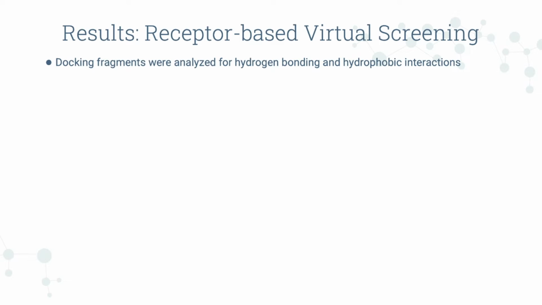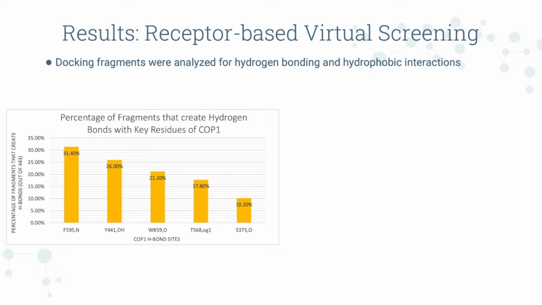A hydrogen bonding analysis revealed that 31.4% of the 443 fragments formed a hydrogen bond with the nitrogen of F595. 26% of the fragments formed a hydrogen bond with the hydroxyl group of tyrosine 441. 21.2% formed a hydrogen bond with the oxygen of a water molecule, and 17% formed a hydrogen bond with the oxygen of threonine 568. And finally, on serine 375, 10.2% of the fragments formed hydrogen bonds.